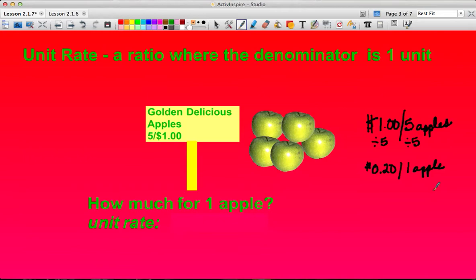Okay, so if I wanted to know what I would get for my dollar, then we would keep the dollar where it is. But typically when we're talking about price, we talk price per item. So price typically comes first or goes on top, and the number of items goes on bottom.